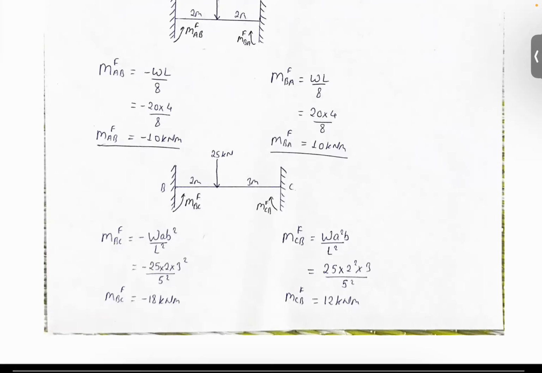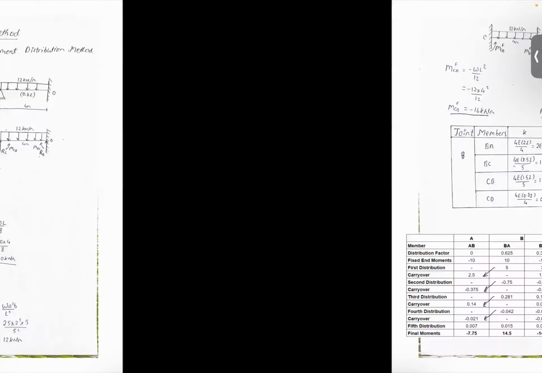Similarly for BC, we will fix the ends B and C. But the problem here is that the point load is not in the center, so the formula changes. It is minus W a b squared by L squared. Or if you want to calculate the fixed end moment MCB, it is W a squared b upon L squared. So this is how we calculate the fixed end moments in BC.